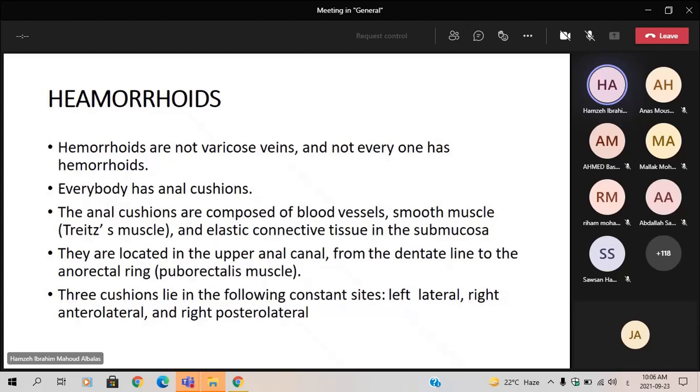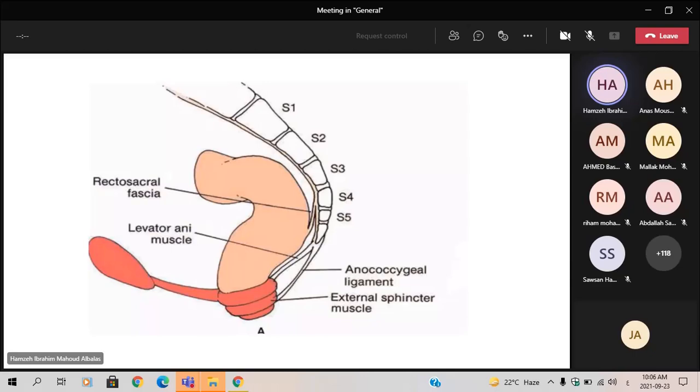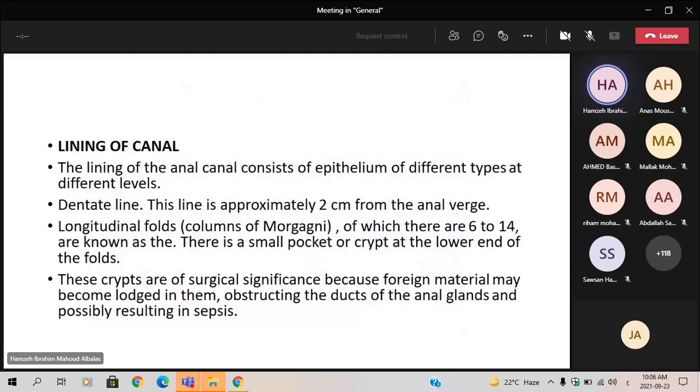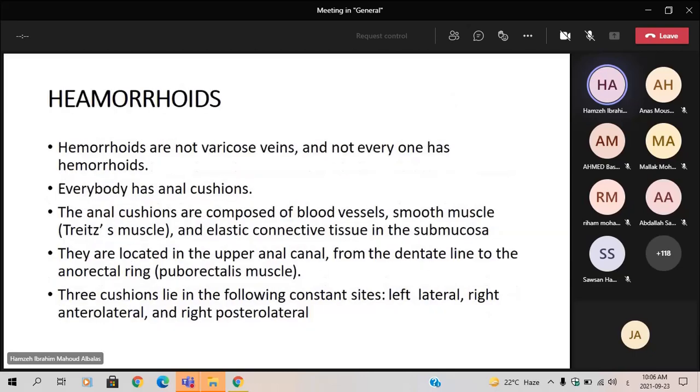Hemorrhoids are not varices or varicose veins. Not everyone has a hemorrhoid, but everybody has an anal cushion. The cushions are longitudinal folds that are present in the anal canal. So a dilated cushion is the hemorrhoid. The anal cushions are composed of blood vessels, smooth muscle, and elastic connective tissue. They are located in the upper anal canal from the dentate line to the anorectal ring.